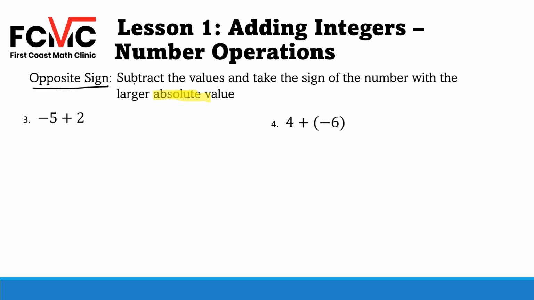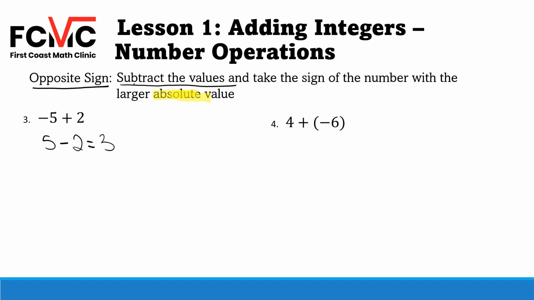So what do these look like if we have opposite signs? It looks something like this: -5 plus 2, or 4 plus -6. Let's start by ignoring our signs, because the first thing we want to do is subtract the values. So let's do 5 minus 2, and we get 3. Okay, so we know our number value is going to be 3.